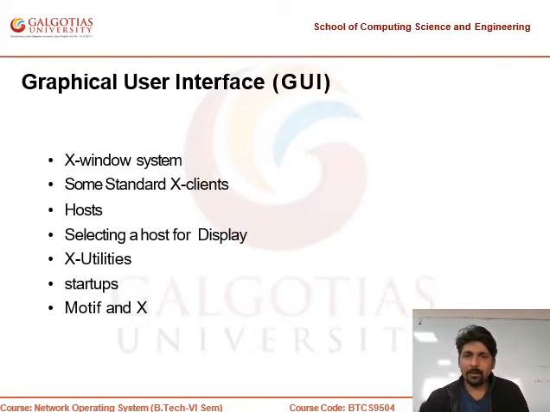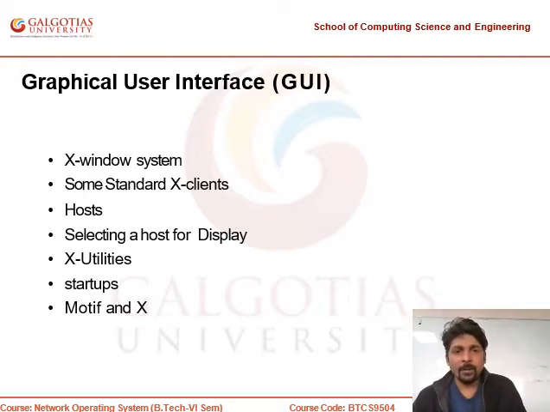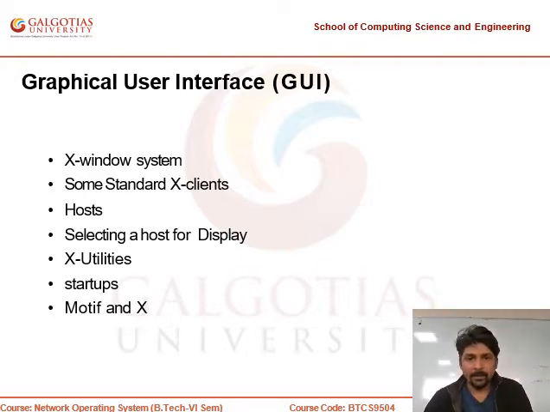So what is a graphical user interface? Basically this is used in the X Window system. There are some standard X clients, there are some hosts, and then we have one selecting host that is used for display purposes. Then we will understand what is X utility, what is startup, and what is Motif, and what X here stands for.